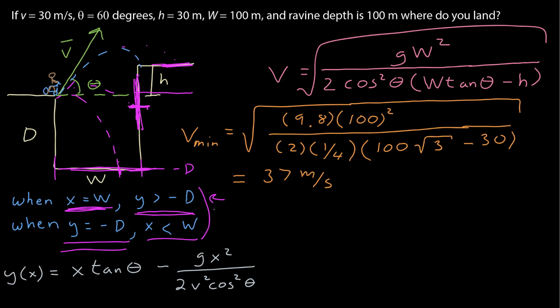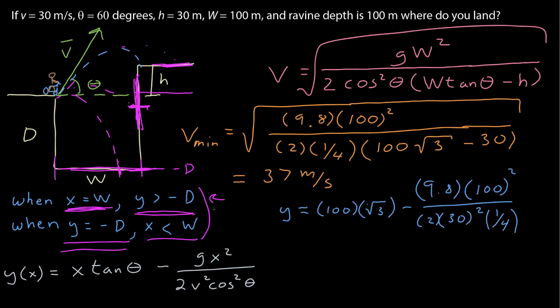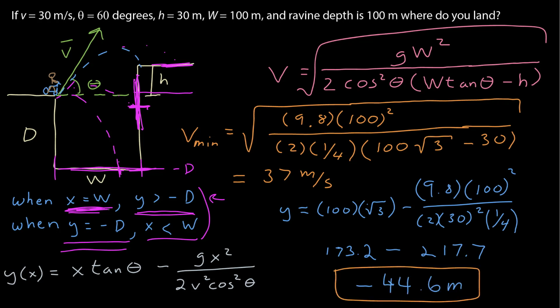So here's the projectile motion expression where we have y as a function of x, and I'm looking for y where x is equal to the width, which is w. So I plug in those numbers and I can just go ahead and calculate it. The first term was 173, the second term almost 218. It certainly is negative, but it's a negative 44.6, almost halfway down, but still above the bottom, and so we hit the wall.